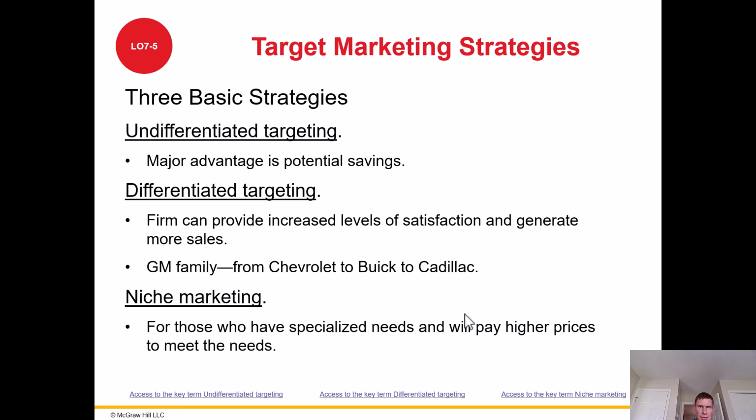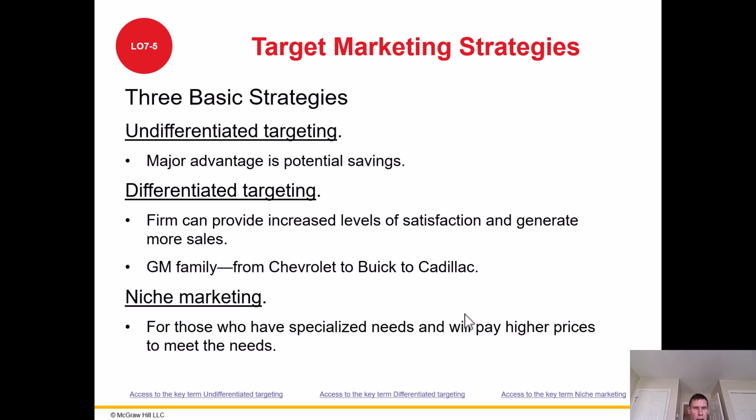So, three base strategies. We have what we call undifferentiated targeting, where the major advantage is potential savings. Basically everybody's being targeted in the same kind of way, so obviously that's cheaper, hence the potential savings. Now, differentiated targeting is kind of the opposite of that, right? Firms can provide increased levels of satisfaction and they can also generate more sales. A good example would be GM, right? You could go from Chevrolet to Buick to Cadillac. Obviously they're all owned by General Motors.